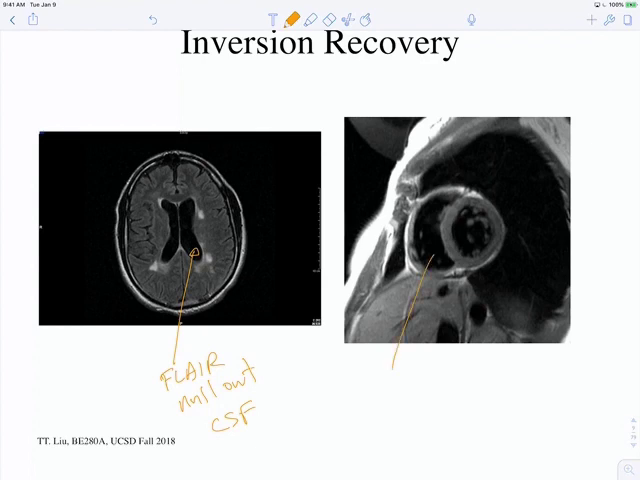And here, this is a black blood image. Okay? And the reason to do that is if you didn't do that, there'd be a lot of signal here, which would make it harder to see that vessel wall. And oftentimes you want to be able to just look at that vessel wall very clearly. Right? So that's one example. So inversion recovery is used a lot clinically, and so it's good to know about that.